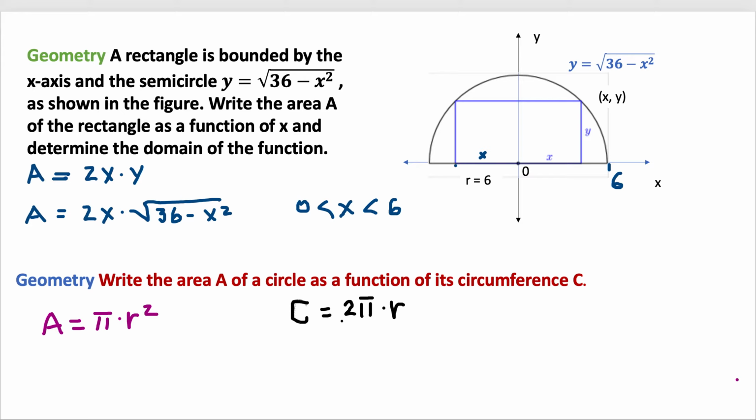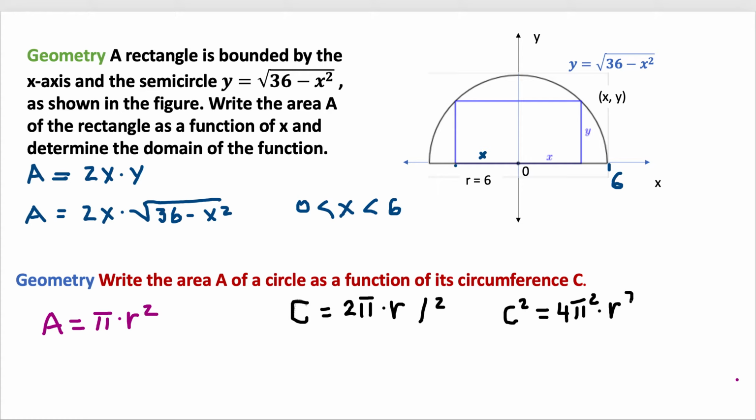Because here I have C equal to 2 pi times r, I'm going to square everything. If I'm squaring everything, I'm going to have C squared. C squared is equal to, now I'm squaring the right side, 2 squared is going to be 4, and pi squared is going to be pi squared, and r squared is going to be r squared.